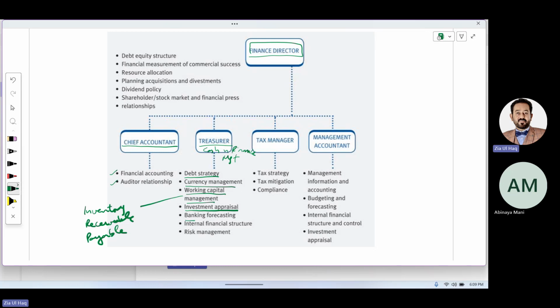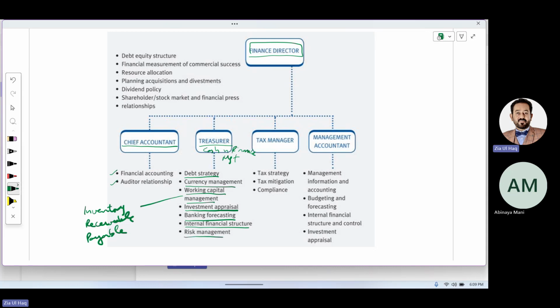Banking forecasting. Banking forecasting means relating to the future: how we are going to manage the bank account in future. Internal financial structure. Internal financial structure means the business acquires money either by issuing shares or by taking a loan. So whether the business should acquire money through issuing shares or by taking a loan, the treasurer will decide.